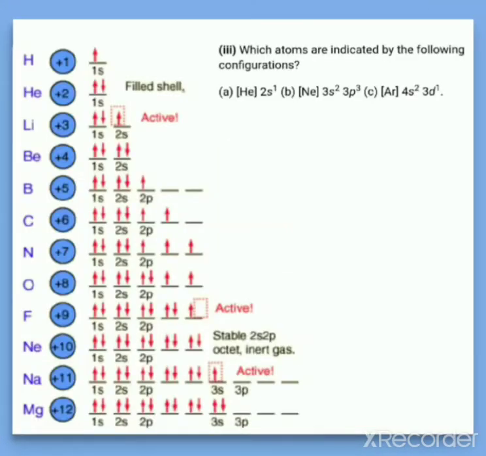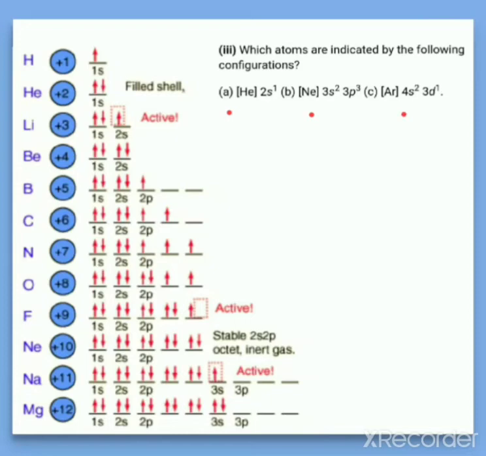Next question. Which atoms are indicated by the following configurations? Here some configurations are given. You need to answer which atoms are indicated by these configurations. When we are writing the electronic configuration for an element with a large atomic number, we need to write the full sequence. It will take time. So we can write it in the short form by using the noble gas species, which you can find here. Noble gas atom species elements are there.